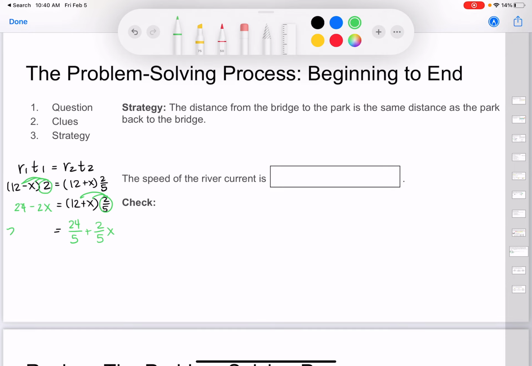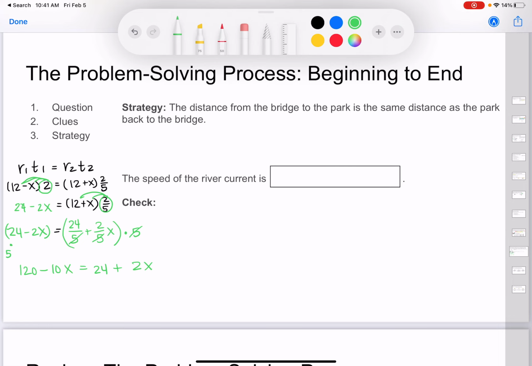But what I need to do is get rid of those fractions so that this is easier to solve, and the way that I'm going to do that is I'm going to multiply by 5 on each side, right? And that allows these to cancel out. And so that gives me 120 minus 10x equals 24 plus 2x. And now I want to further find my x.